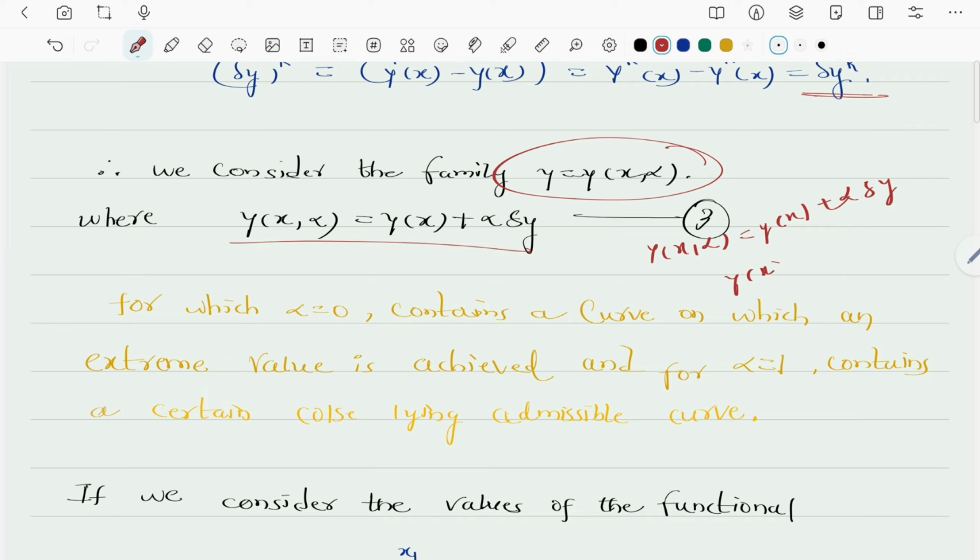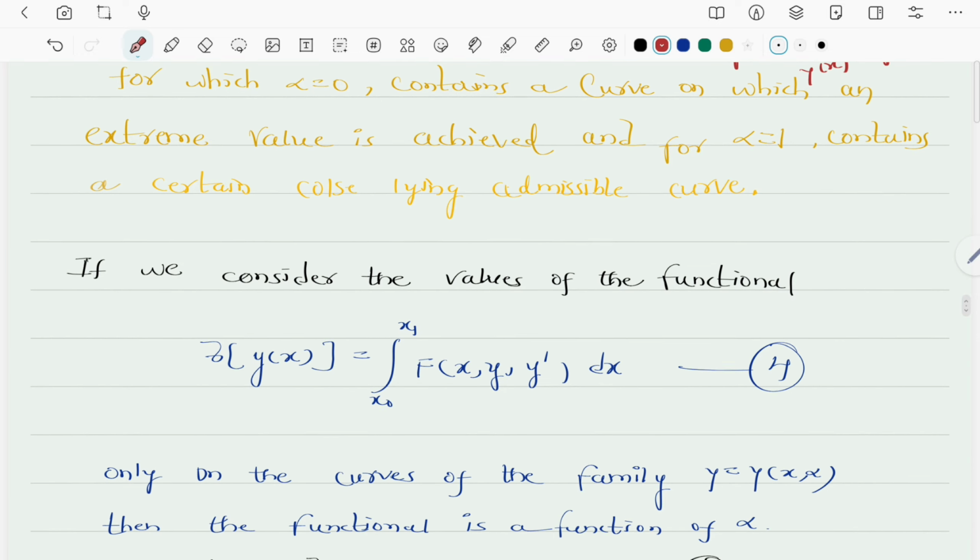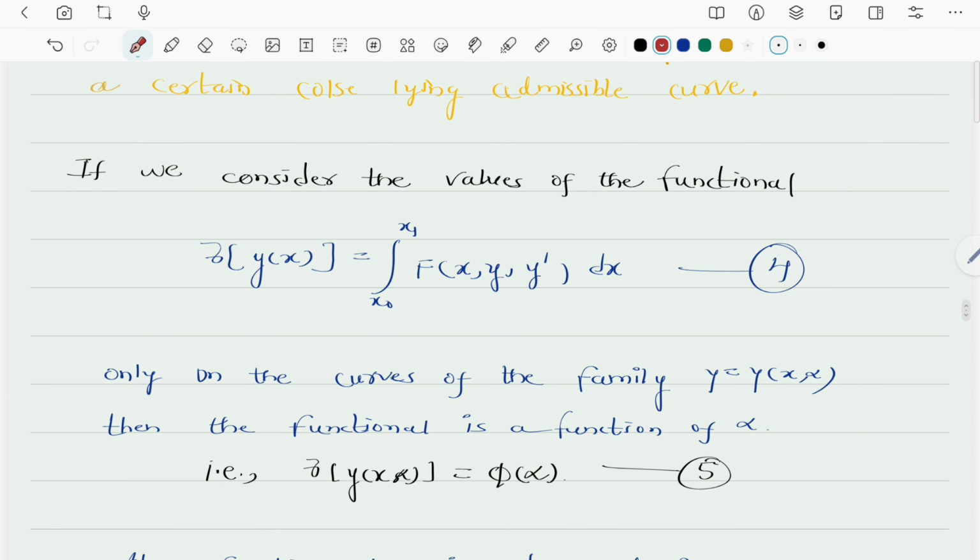For alpha equal to 0, here we get y of x equal to y of x, and for alpha equal to 1, here we get y of x equal to y bar of x, that is the admissible curve. Therefore, if we consider the values of the functional, gamma of y of x is equal to the integral from x0 to x1 of f of x comma y comma y dash dx, only on the curves of the family.